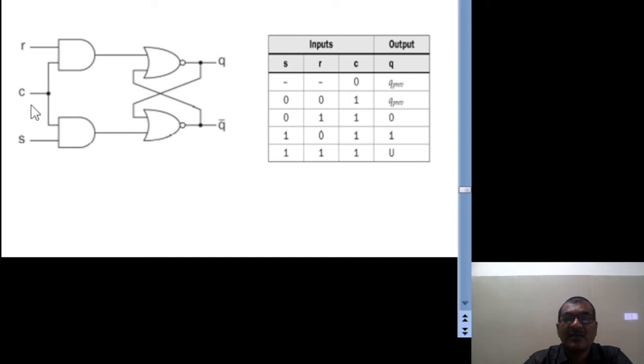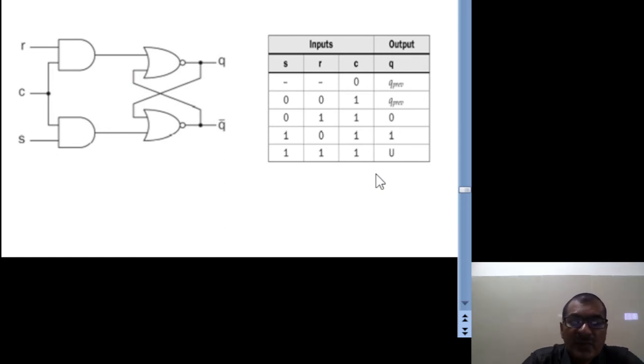Suppose the clock is 1, the output of the first level AND gates depends on the R value and S value. When the clock is 1, it normally acts as a basic RS latch. For 0 0, no change. For 0 1, reset state. For 1 0, set state. For 1 1, undefined state. So when the clock signal is 1, only then does it show the RS latch functionality. Otherwise it is in the previous mode.